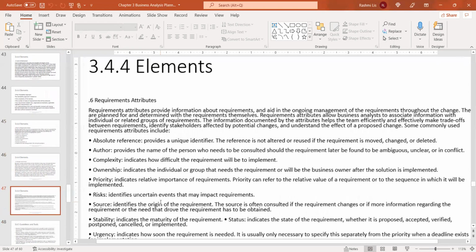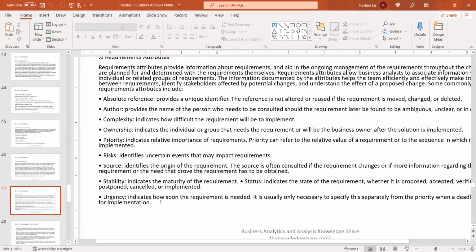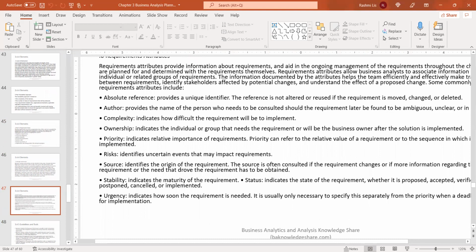Requirements attributes. This is important because you want to understand what the attributes of a specific requirement are. And when we say attributes, it's literally the data elements that define a requirement. For instance, an absolute reference, the author, the complexity, the ownership, the priority, the risks, the source, the stability, and the urgency. So urgency could be high, medium, low. Stability would be, is it stable, is it not stable?